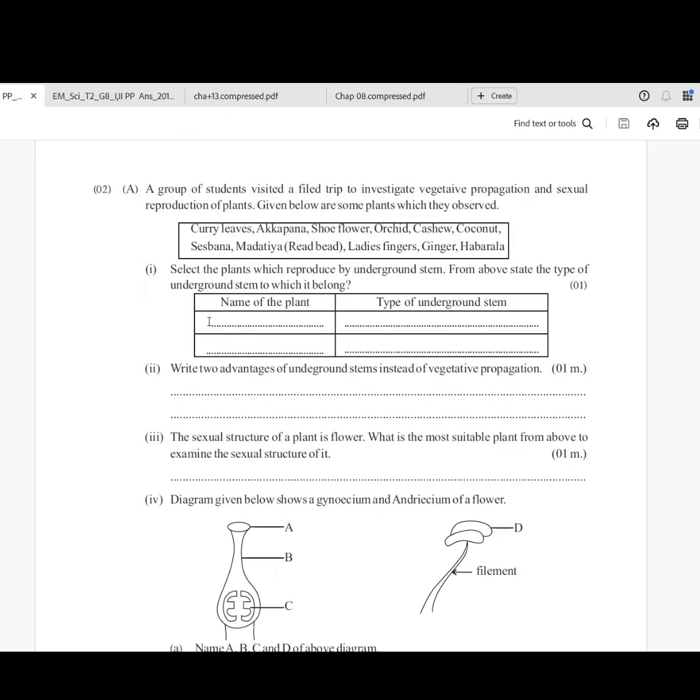Name of the plant: ginger. And the type of underground stem is rhizome. And the next plant is colocasia. And the type of underground stem is corm. Write 2 advantages of underground stems in vegetative propagation. One is perennation. That means they can survive in adverse climatic conditions, and storage of food.